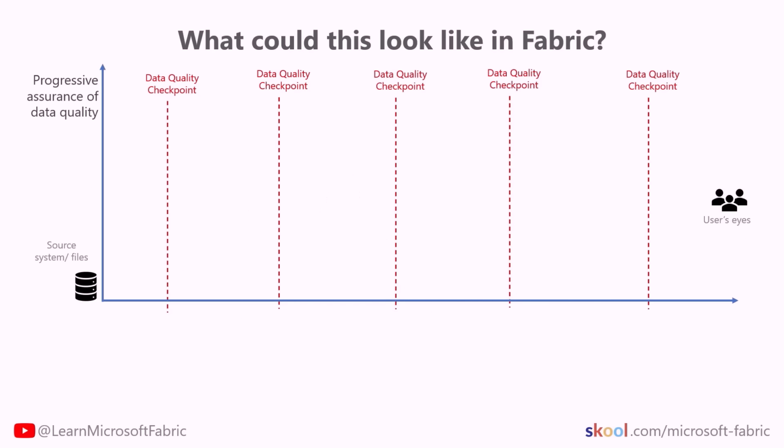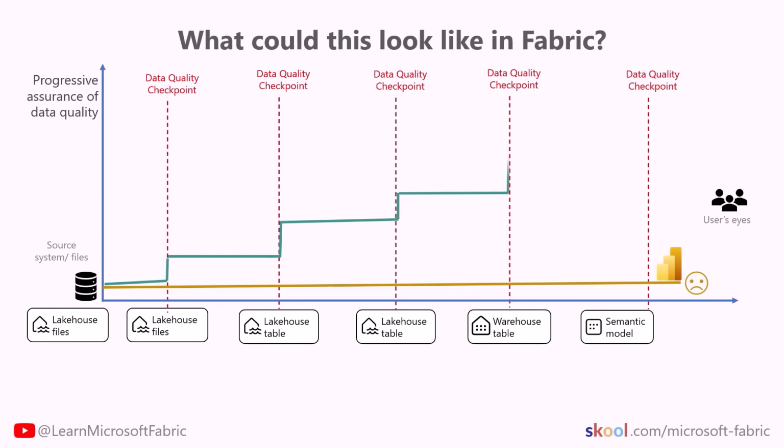Now let's just compare what we had previously. So in the Power BI example, if you're using Power Query, you're not really progressively assuring the data quality. Whereas in the Fabric example, we've got 5 data quality checkpoints. So every time we write out that data to a new layer in our architecture, the data quality is going up.